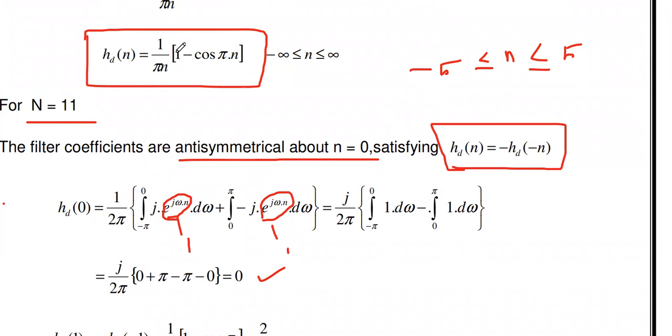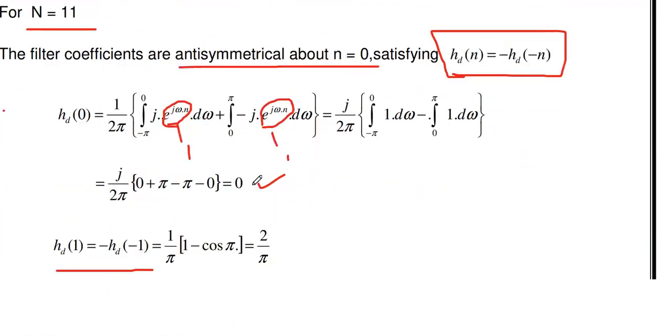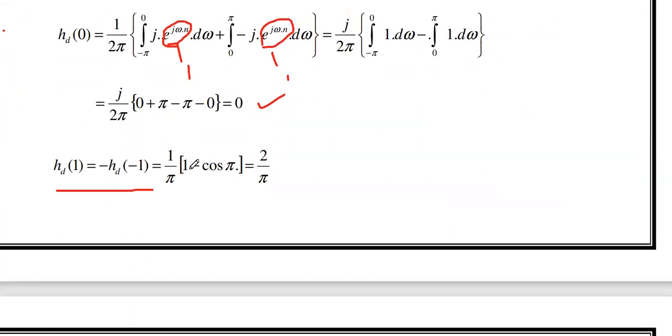Okay, so 1 by pi, 1 minus cos pi. What is the value of cos pi? It is minus 1. So minus of minus is plus, so 1 plus 1 is 2. So 2 divided by pi. So the HD of 1 is 2 divided by pi.